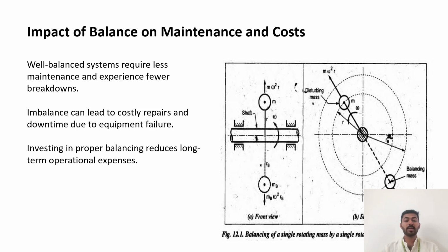If you invest in balancing the machinery, proper balancing reduces long-term operational expenses. And the effects we all discussed: unbalance causes many serious problems, that is excessive vibrations, bearing failure, noise generation, reduced efficiency, structural damage, increased maintenance costs. In extreme cases, it can lead to complete machine failure.